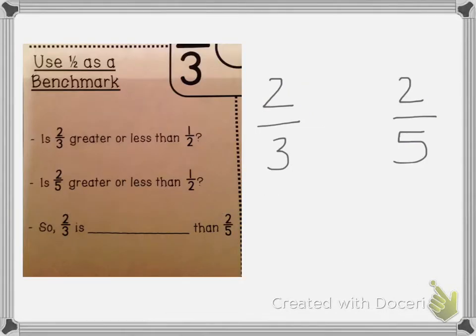The last strategy we're going to talk about is using 1/2 as a benchmark. So earlier when we learned about benchmark fractions, we were sorting them by whether or not they were greater than, less than, or equal to 1/2. So we can use that to help us compare fractions. So is 2/3 greater or less than 1/2? Well, you should know that 2/3 is greater than 1/2 and that 2/5 is less than 1/2. So that will tell you that 2/3 is greater than 2/5.